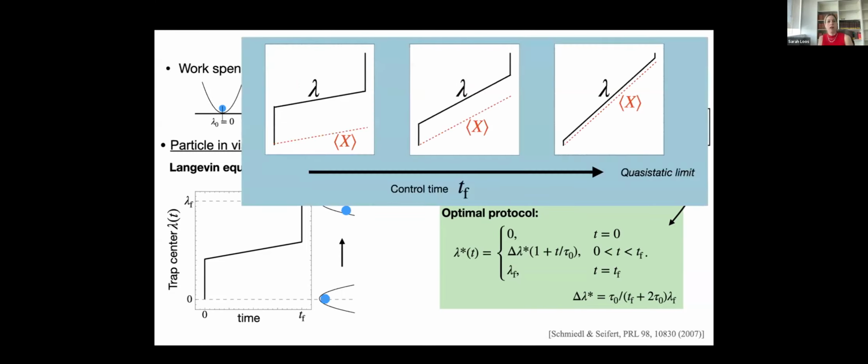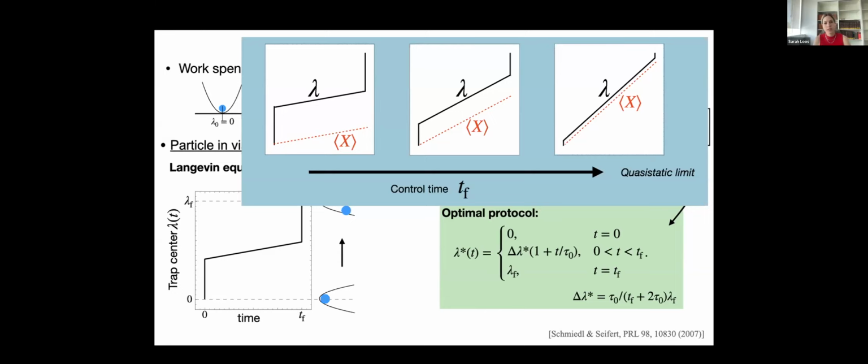And if we allow for more control time, we see that these jumps get smaller and smaller over time, and eventually they disappear in the quasi-static limit, as I'm showing here in these three plots. And here I'm showing the protocol, and I'm also showing the mean particle position at the same time.